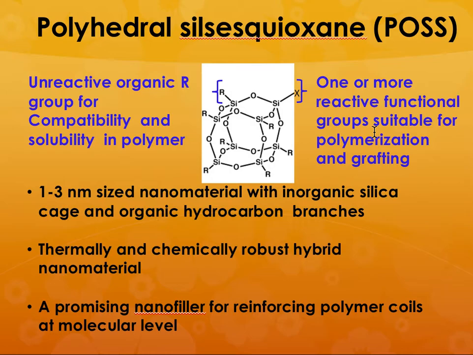We have another nanoparticle called POSS, which is a silica-based cage material. And the advantage is that you can put reactive functional groups at the ends that can then react with the composite material. And what we have recently done is combine the two, combine graphene oxide and POSS to come up with a hybrid nanoparticle.